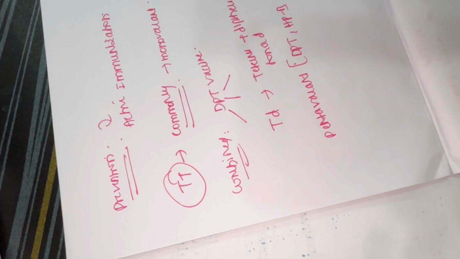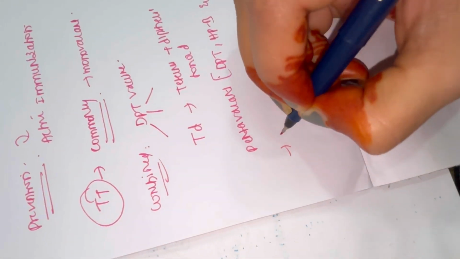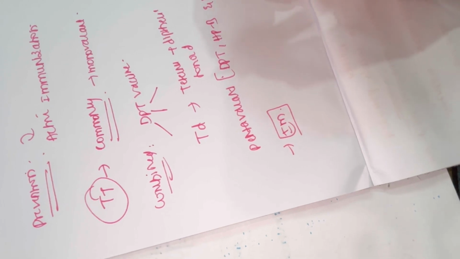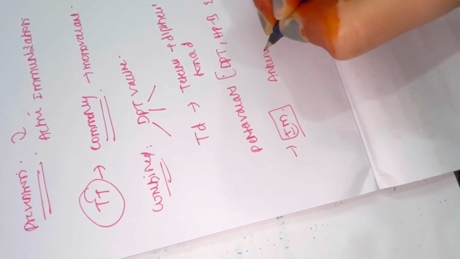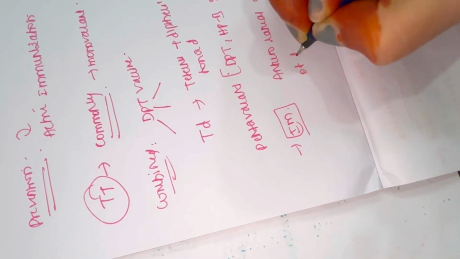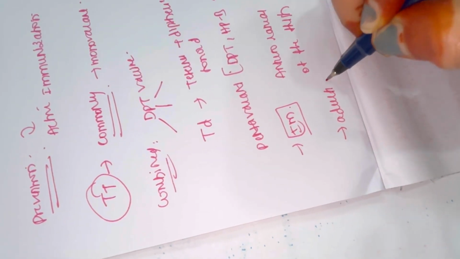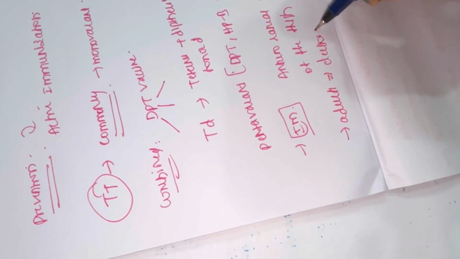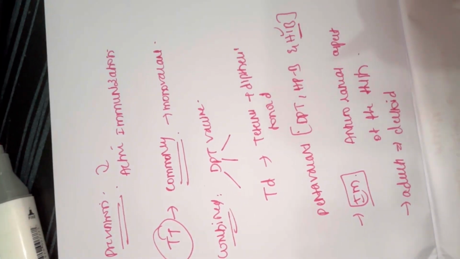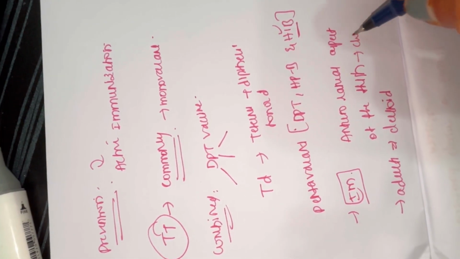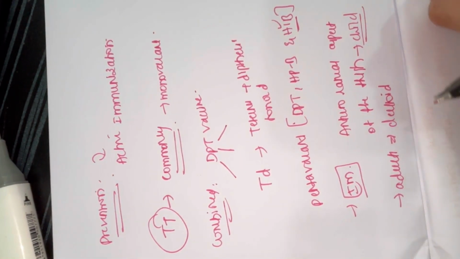Where do you immunize? Tetanus vaccine is given intramuscularly. In children, it is given in the anterolateral aspect of the thigh, and in adults it is given in the deltoid muscle.